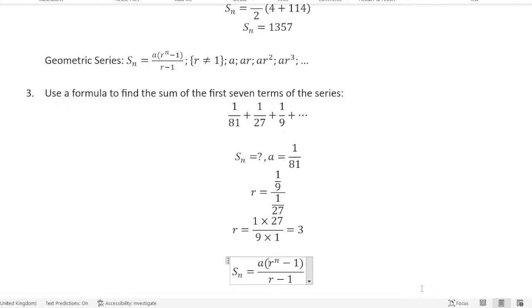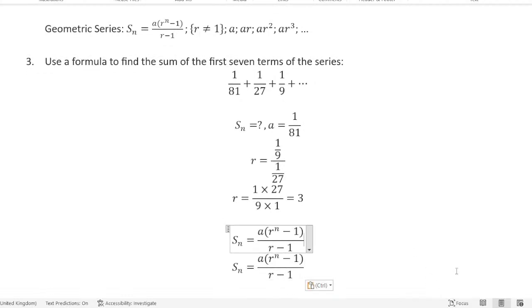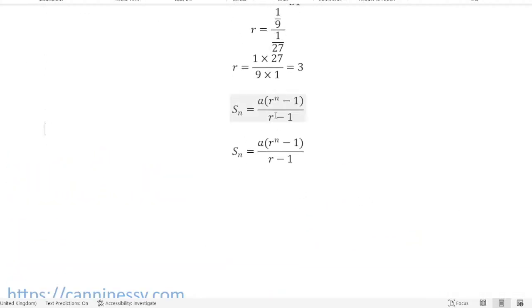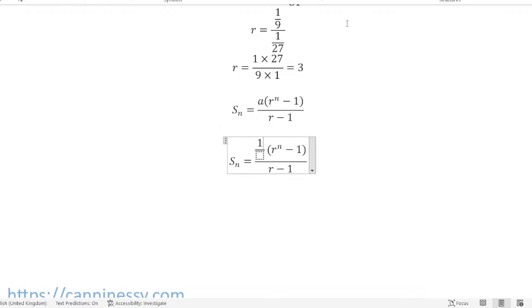All right. So now let's substitute the value of A. In this case, A is 1 over 81. That is our value of A.